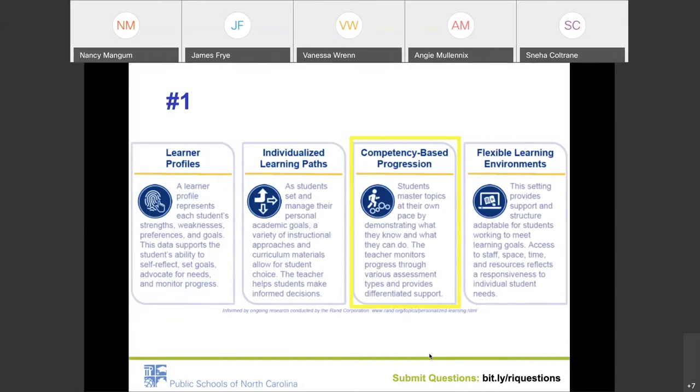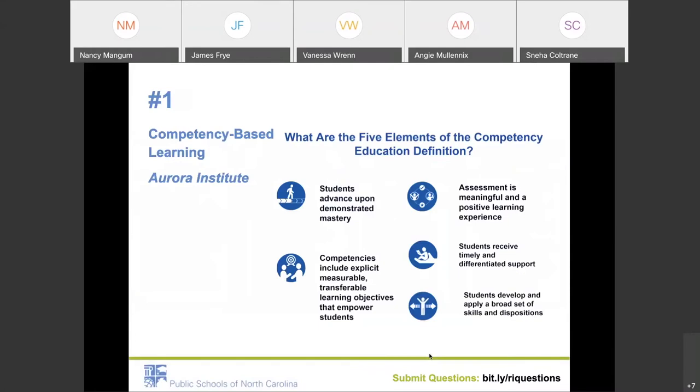So the Aurora Institute, formerly INACOL, who actually created these blended learning teaching competencies that I talked about earlier, have five elements of what they term competency-based education. Students advance based upon demonstrated mastery. Competencies include explicit, measurable, transferable learning objectives that empower students. Assessment is meaningful and is a positive learning experience. Students receive timely and differentiated support, and students develop and apply a broad set of skills and dispositions.